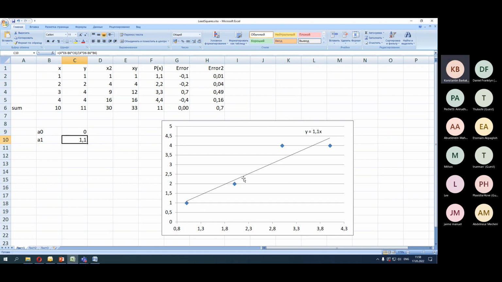And you see that the graph of the line passes somewhere near the given points. This point is below, this point is below, this point is above the line, this point is below.